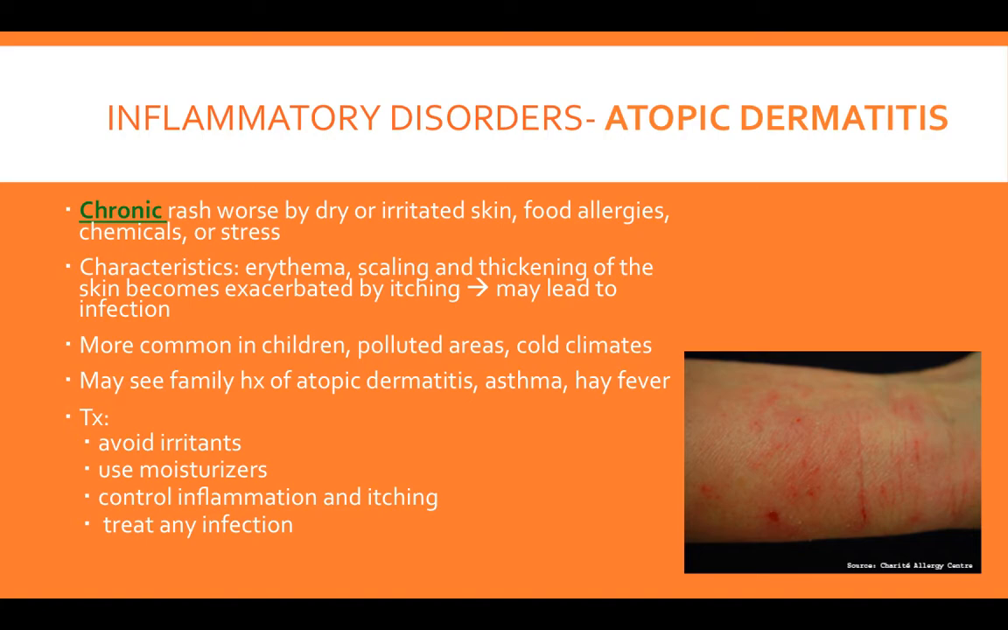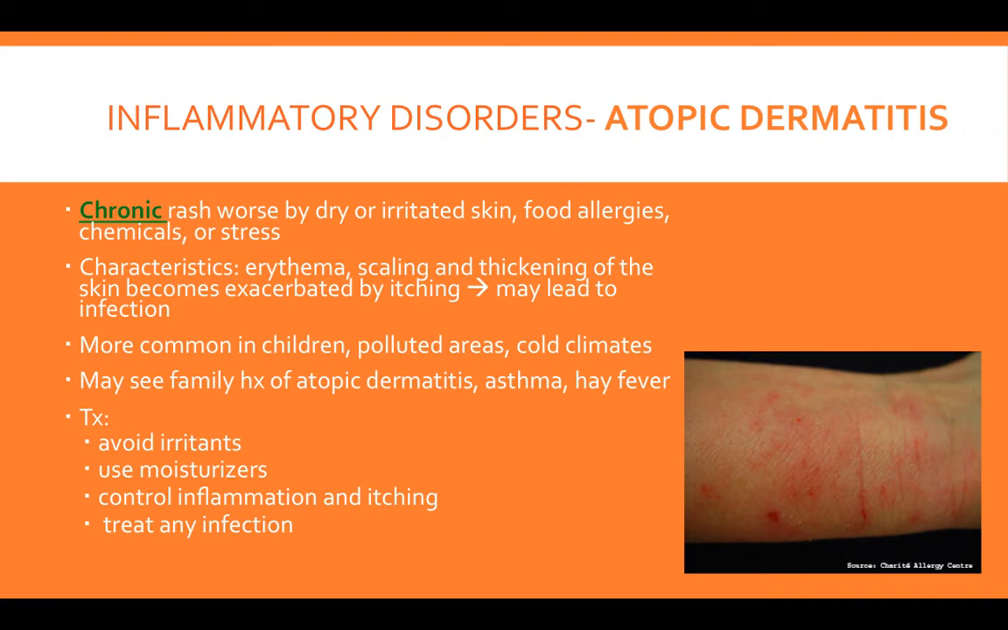You see erythema, scaling, thickening of the skin, and because you might have a lot of itching, you might open up your skin, and that can lead to infection. It's most common in children, areas that have cold weather or polluted areas, and you often see a family link with atopic dermatitis as well. So we want to avoid those irritants that might cause it, and use moisturizers, control inflammation and itching. And if that does develop into infection, we want to treat the infection as well.